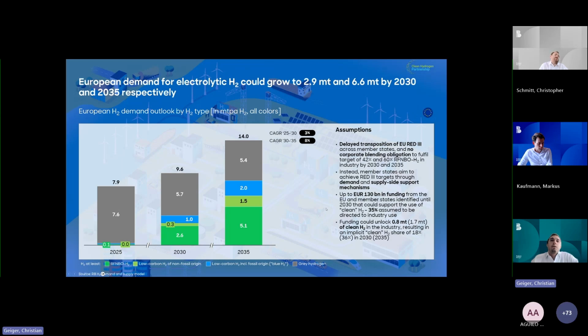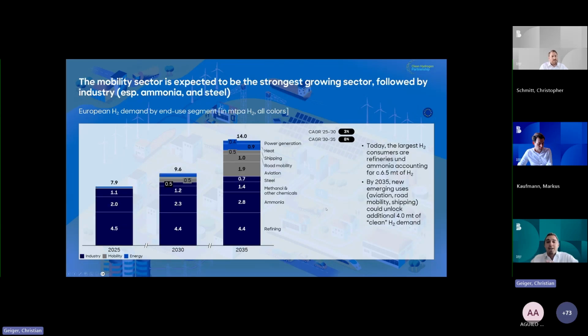Now, looking at the demand side of things, what is really driving the demand in the sector? First of all, as of today, we can see that most of the demand comes from the industrial use cases, namely refining, but also ammonia and methanol for the chemical industry.